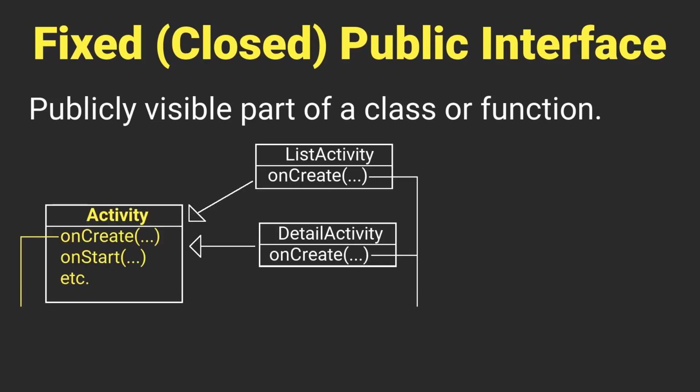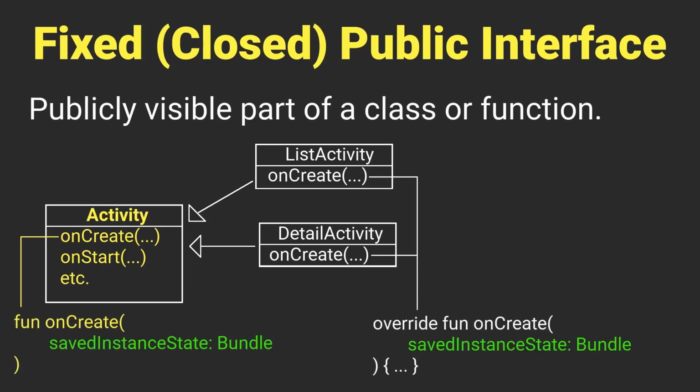Since this is an Android tutorial, let us take the example of the activity class. An activity fits my requirement of being commonly reused and expected to change over time, so it is a perfect case to think about the OCP. Every subclass of activity must include the onCreate function, which is a part of the public interface which it makes available to classes which reference it.